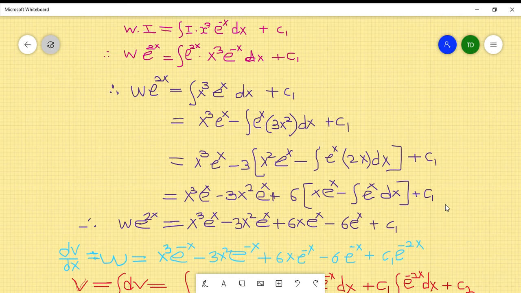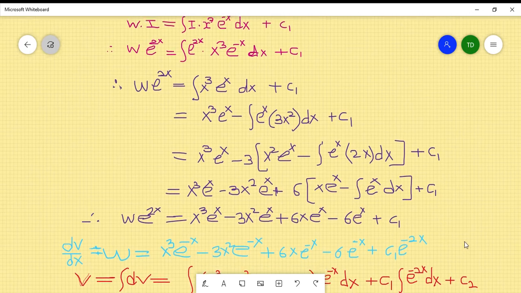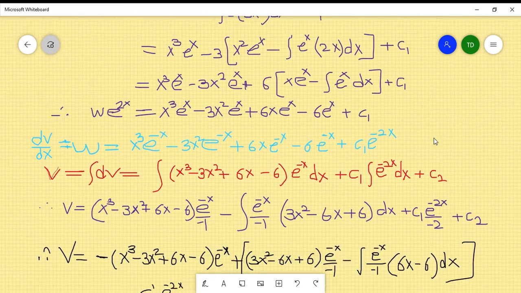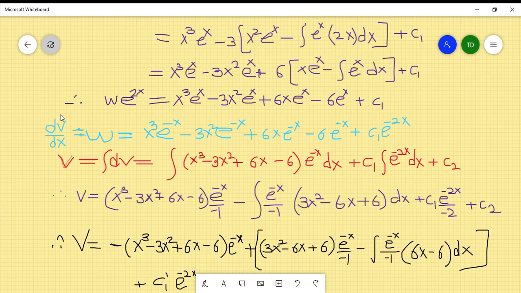Thus we are getting w e^(2x) = x³ e^x − 3x² e^x + 6x e^x − 6 times the integration, which is again e^x, plus c1. So w was the derivative of v, so we have recalled it.